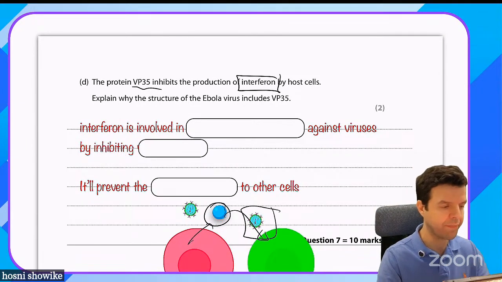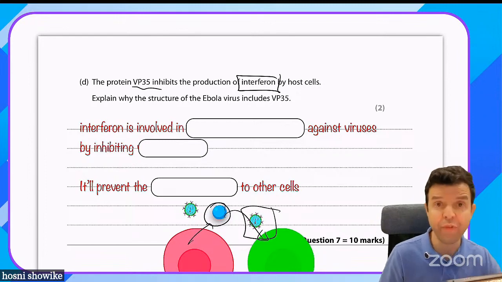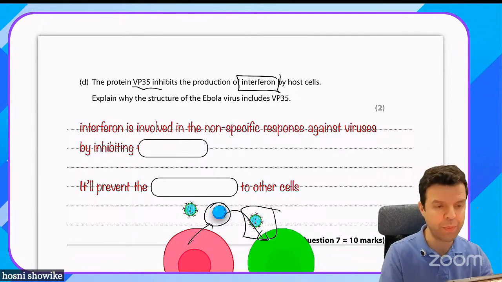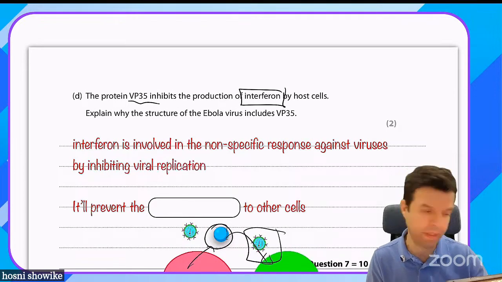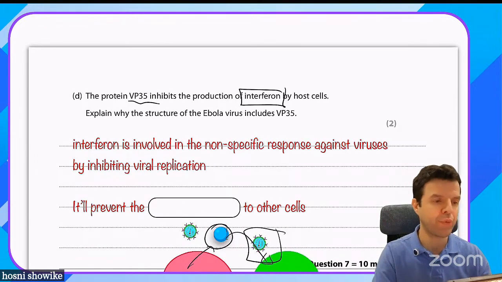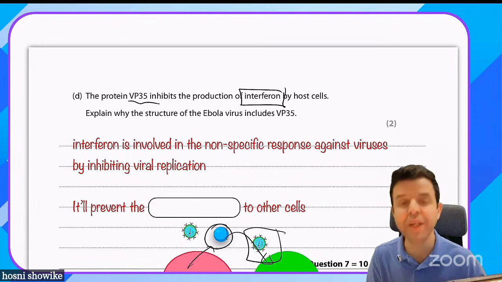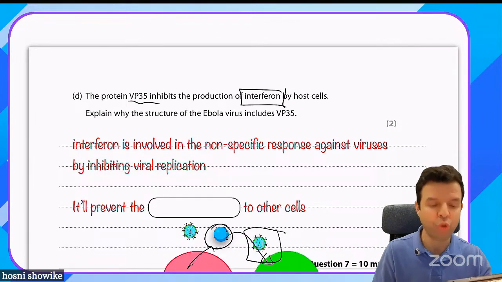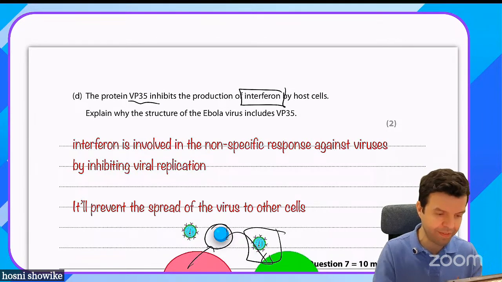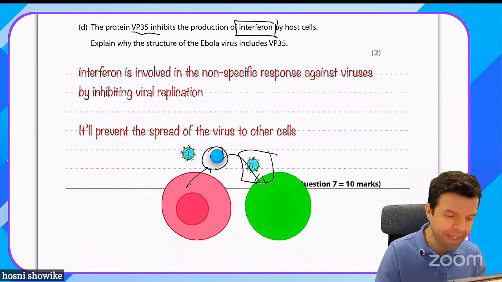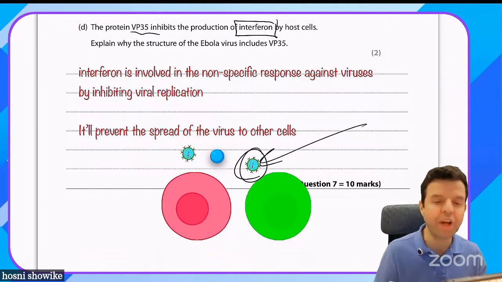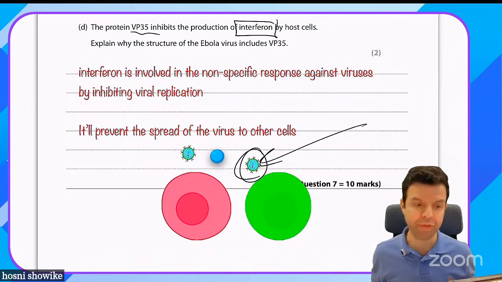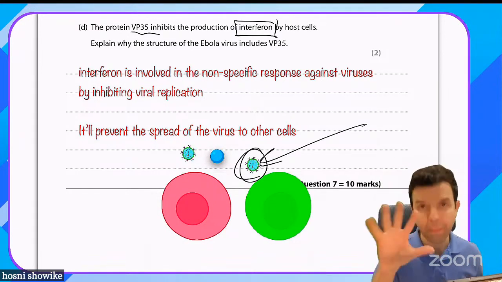So say first, with interferon, the non-specific immune response is going to inhibit viral replication. It would also stop attachment and spreading of the virus. So it increases the chance of the virus staying on the outside. If the virus is out here, that becomes a very easy target for your B cells or the macrophages.